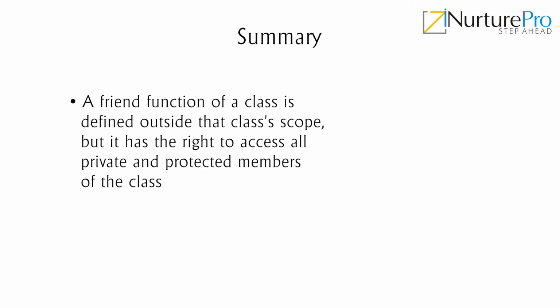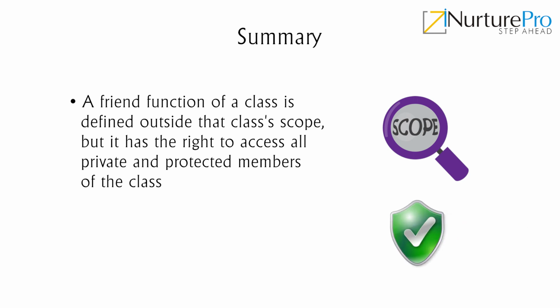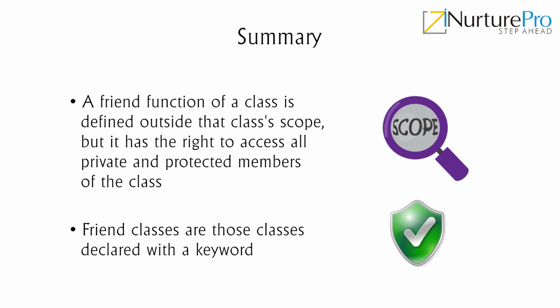Let us summarize. A friend function of a class is defined outside that class's scope, but it has the right to access all private and protected members of the class. Friend classes are those classes declared with a keyword.